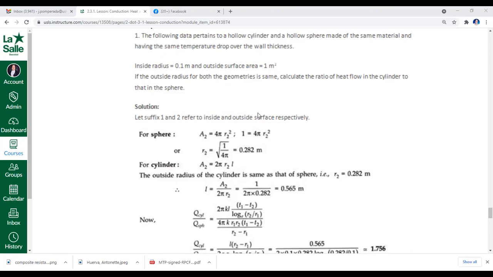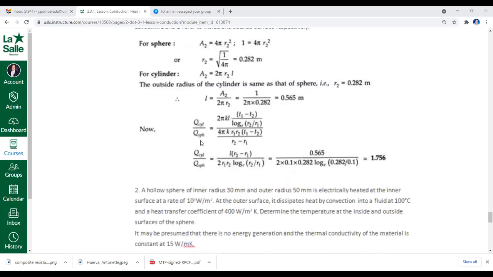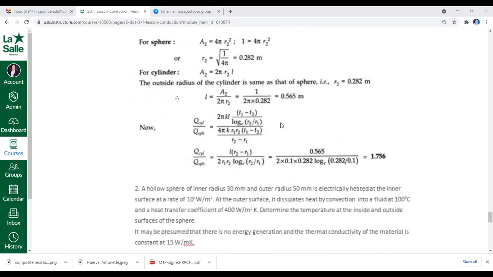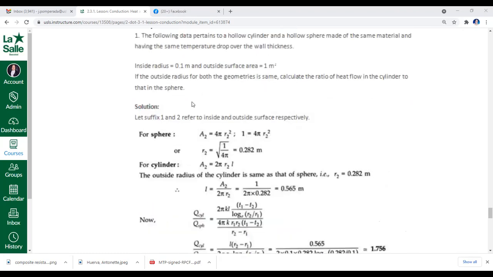So if you're going to solve this problem from the unknown going to what is required, when you are asked to determine the ratio of heat flow in the cylinder to that in the sphere, or the rate of heat transfer in the cylinder to that in the sphere, you're actually going to write this one. So that's always my suggestion to my students. You start with the unknown, of course, after you have written all the given information. In our case, class, you only have two pieces of information to work with. So you already have it in here, and then you are required for the ratio of the heat transfer rates.